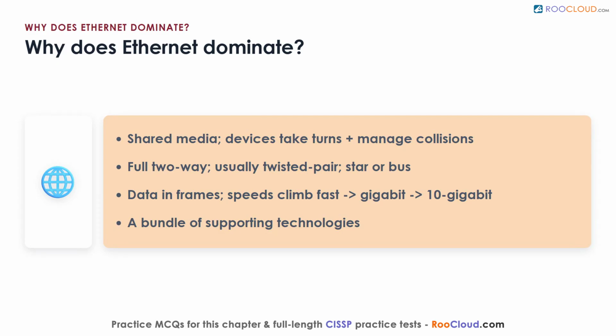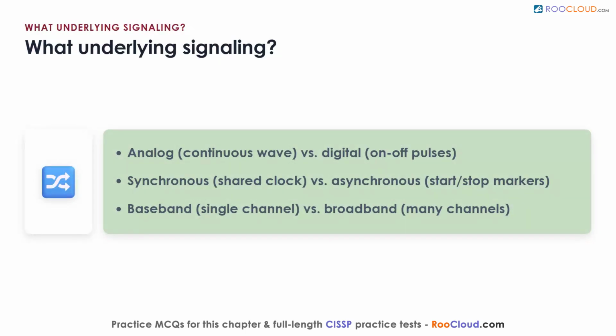Its data travels in units called frames, and its speed grades have climbed from fast to gigabit to 10 gigabit tiers. Ethernet is not one thing, but a bundle of supporting technologies working together. Think of a well-run town hall meeting where everyone shares one microphone but follows the rules for when to speak. What signaling technologies underpin all of this?